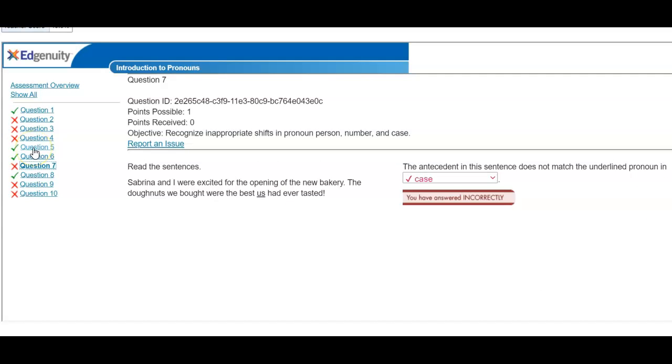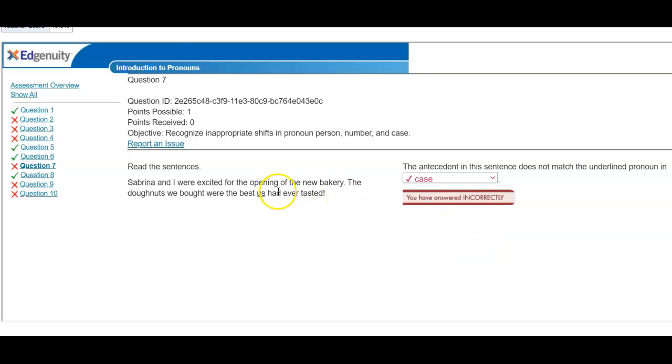Alright, next one you missed was 7. Sabrina and I were excited for the opening of the new bakery. The donuts we bought were the best us had ever tasted. Alright, so this is wanting to know, what does it not match? What's wrong? Okay, so it would be we, and it's not person and number, it's case.